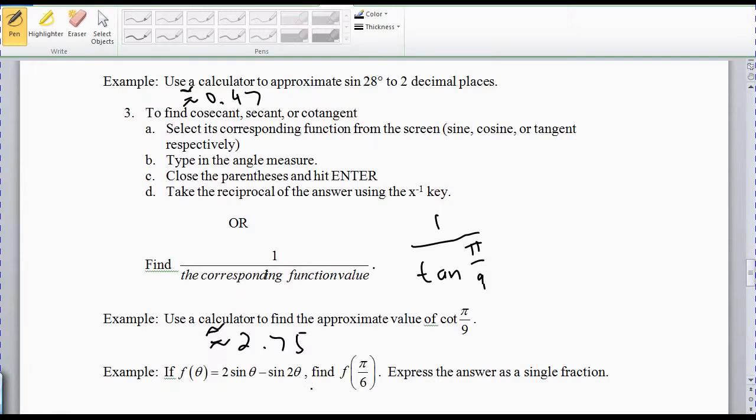Now let's find this value, this example. We're going to find f of pi over 6. And this time it wants it as a single fraction, which means I can't use my calculator. Maybe I can, maybe it's a nice answer, but it may not be. So let's do it by hand first. So f of pi over 6 just means everywhere we see a theta, we're going to put pi over 6.